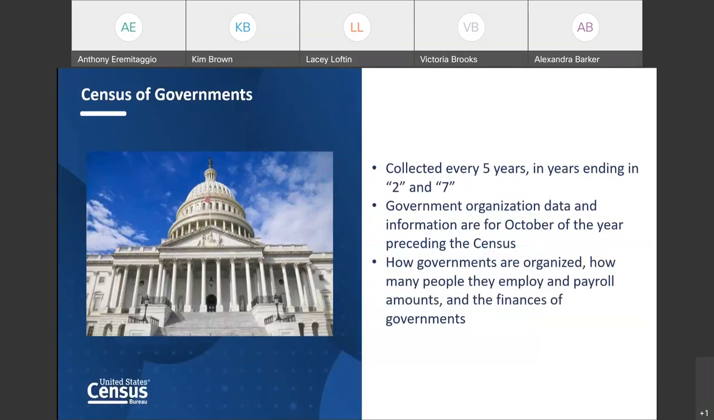The next thing we'll move to is the census of governments. As mentioned in the table previously, this is collected every 5 years, in years ending in 2 and 7. Government organization data and information are from October of the year preceding the census: how governments are organized, how many people they employ, payroll amounts, and the finances of the governments. This is the type of information that is made available through this particular census, and it is a required census that we, by law, have to do.